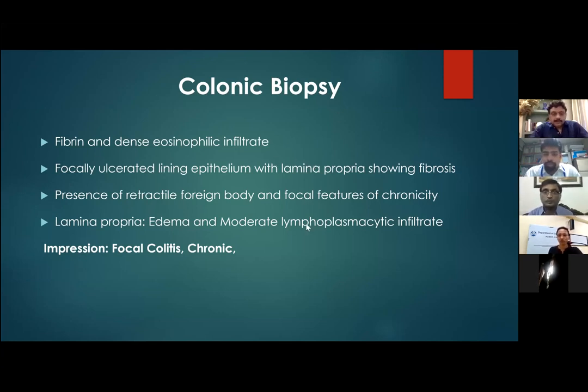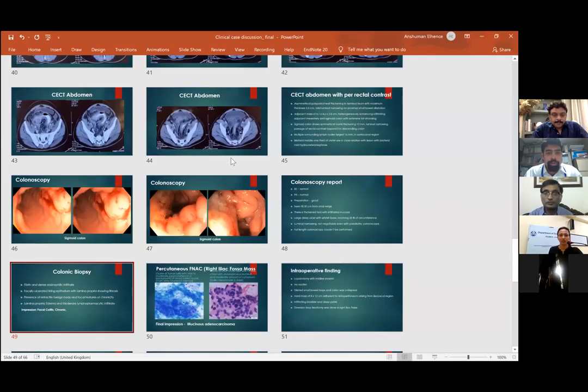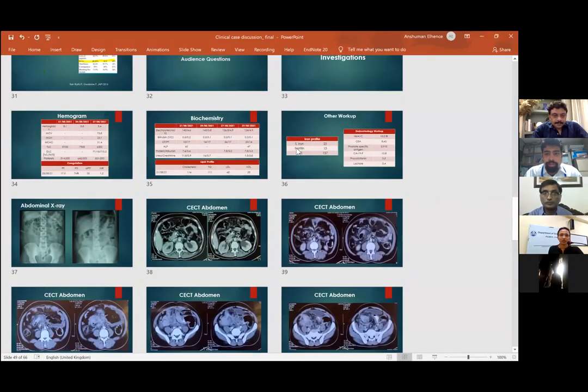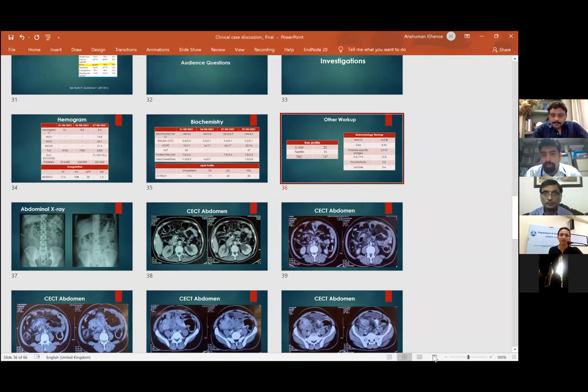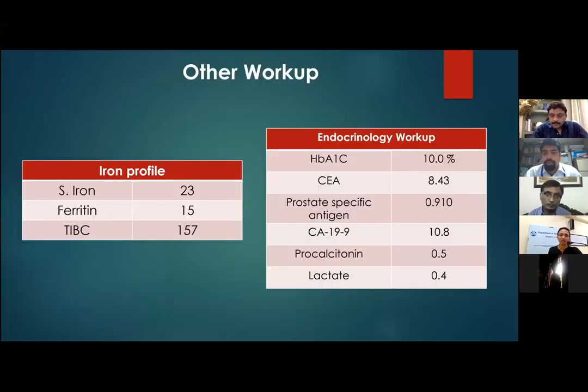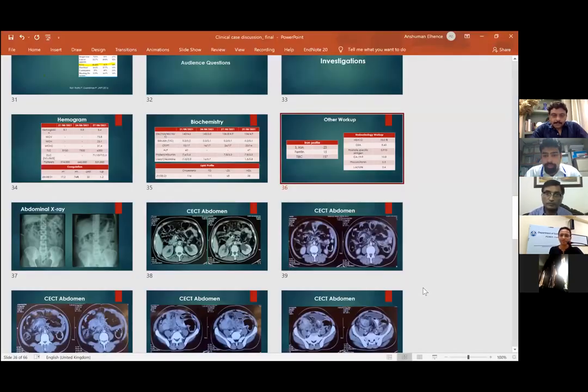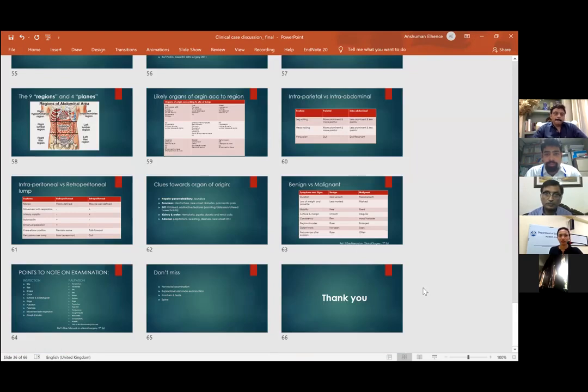Okay, so let's see. I think I'll share with you the tumor markers first. So the CA was 8.43. The CA is elevated. Rest of the tumor markers are normal.